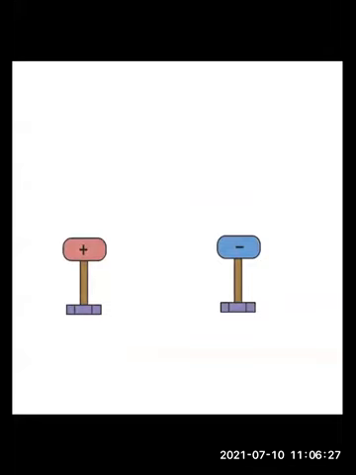So the difference in potential between two terminals of a cell, that is the positive terminal of a cell and the negative terminal of a cell, is called the potential difference of that cell. And this potential difference is caused by some chemical reactions occurring inside the cell.